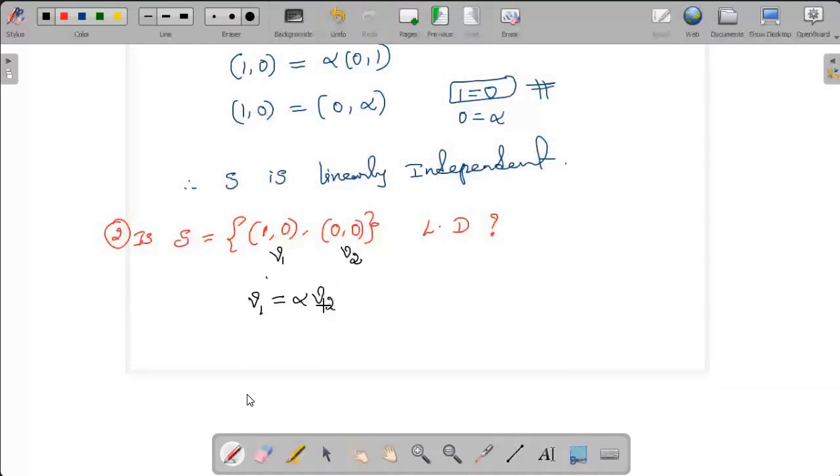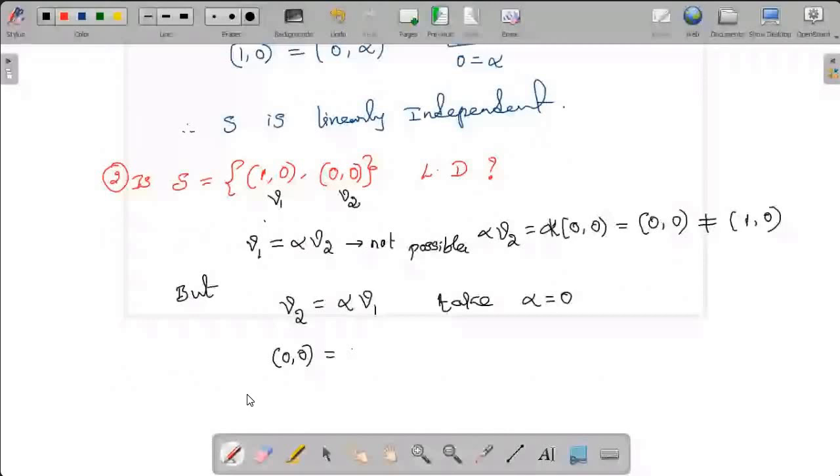So alpha into V2 also becomes zero. Why? Because alpha times (0, 0) is (0, 0) only. Take alpha equal to 0, because V2 is nothing but a zero vector. So a zero vector can be written as 0 times any vector. So here you have (1, 0), and now this becomes (0, 0). I mean, these two are equal. So therefore, the conclusion is S is linearly dependent.